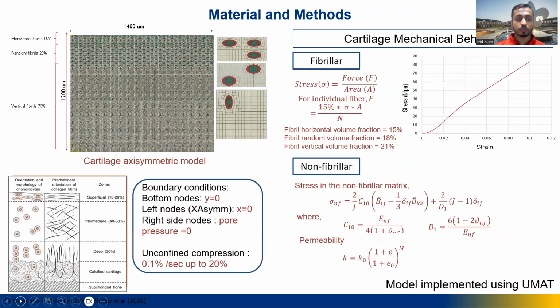Now, coming to the materials and methods. Here, you can see there are different layers in cartilage, for example, superficial, middle, and deep layers. And in different layers, the orientations of the chondrocytes as well as the collagen fibers are different. So when we create our geometry, we try to follow these orientations as well as the size of those chondrocytes and collagen fibers. Here you can see we also follow different layers like superficial, middle, and deep layers.